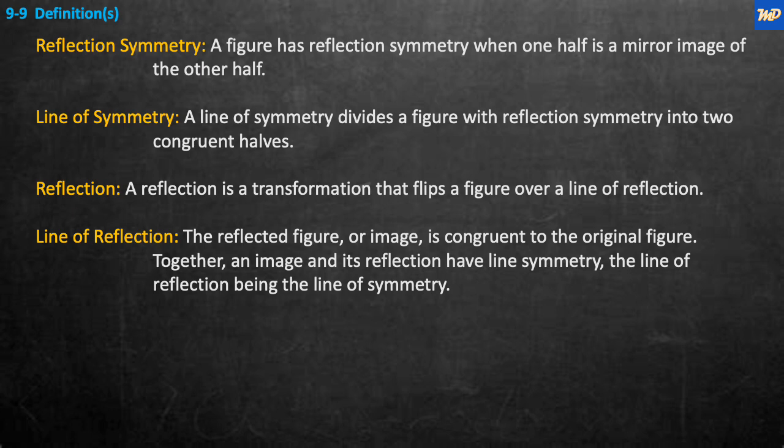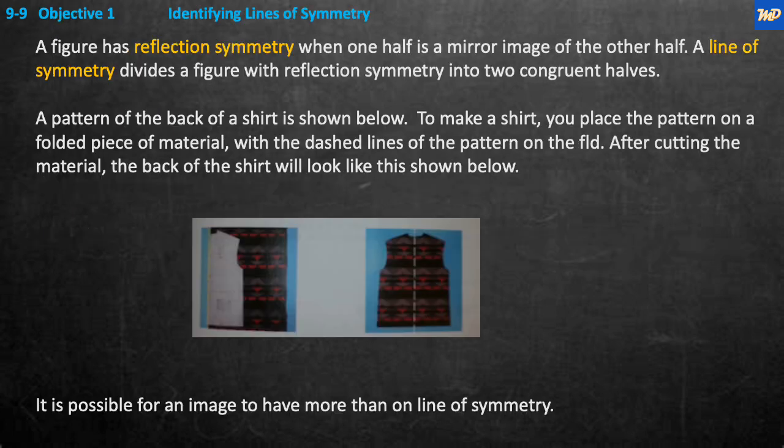A line of reflection. A reflected figure or an image is congruent to the original figure. Together, an image and its reflection have line symmetry, the line of reflection being the line of symmetry. So let's look at this as we move forward.